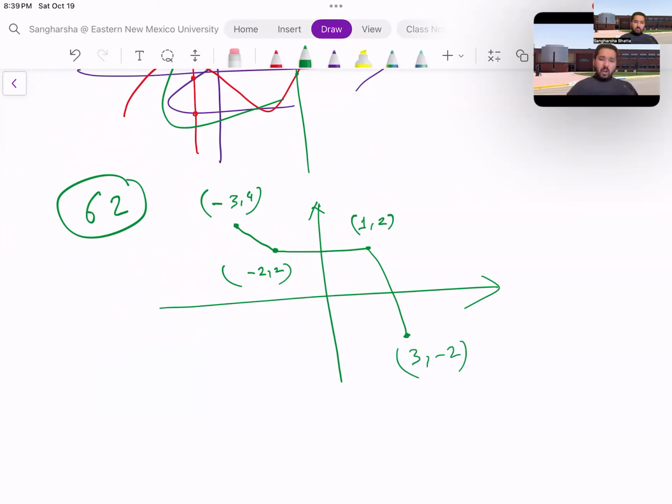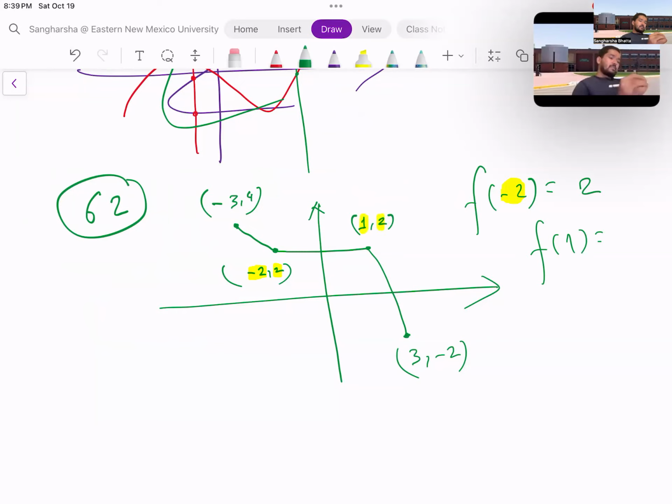And you are asked to find f of -2. What is f of -2? Your input is -2 and you are looking for the output. It means when your x is -2, what is y? That's the question here. So when your x is -2, our y is 2. So 2 is the answer. Similarly, you are asked to find f of 1. When your x is 1, your y is 2.